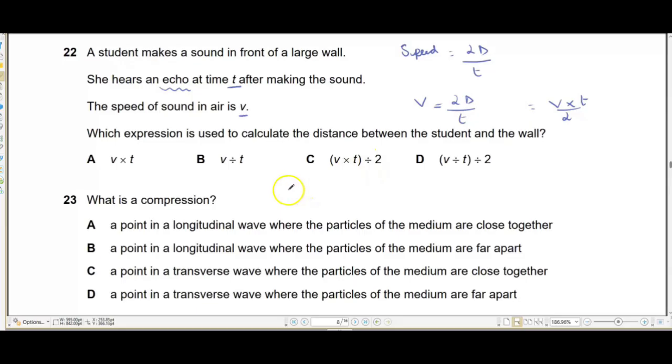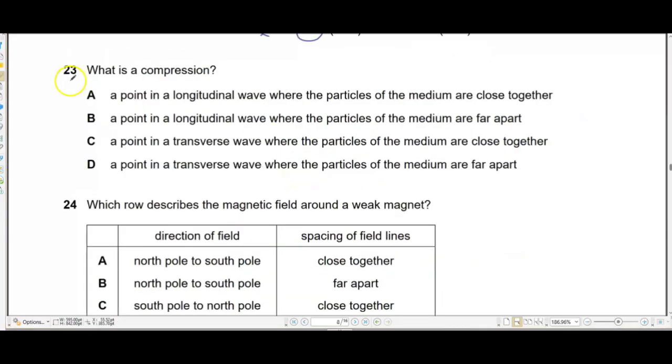So let's look at an option that gives us that. This doesn't give us this, this doesn't give us this. v × t divided by 2, C gives us this option. So C is our correct option.